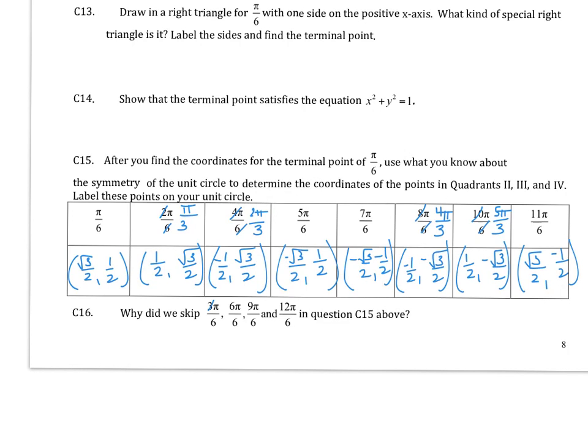Remember that 3 pi over 6 is going to go down to pi over 2, which has a point of 0, 1. 6 pi over 6 becomes pi, which is, whoops, that's not true. It's negative 1, 0. 9 pi over 6 becomes 3 pi over 2, and that is 0, negative 1. And then when I get to 12 pi over 6, that's 2 pi, and that's 1, 0.